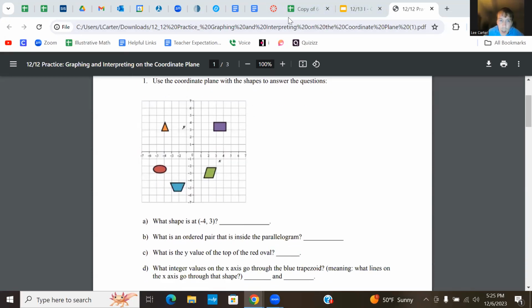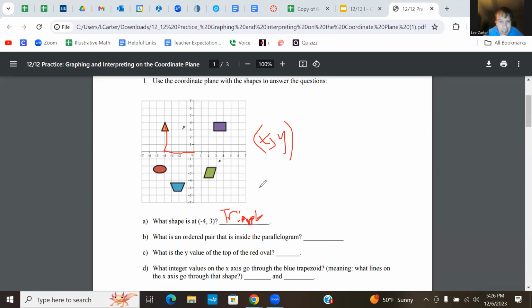So use the coordinate plane with the shapes to answer the questions. What shape is it? -4, +3. So x before y, right? So x, comma, y in that order. Okay. So we're going -4 means going this way, right? And then the second one is the vertical number line. So we're going +3. That gets us into the triangle. Okay. Sorry, the annotate on Zoom is pretty terrible.